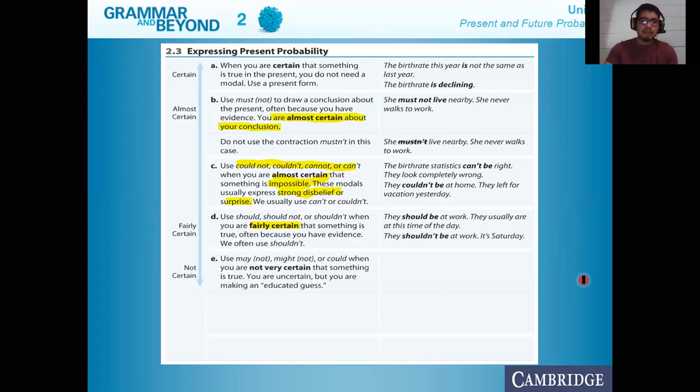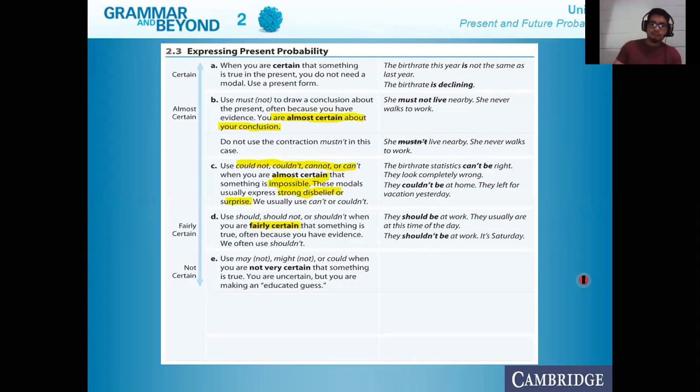Now we're going to move to the last level of the scale, which is not certain. We use may not, might not, or could when you are not certain that something is true. You are uncertain, but you are making an educated guess. What's an educated guess? In this case, we're talking about a 50-50 chance. You may be certain, you may not be, but you are making an educated guess. This means that probably you want to throw your 50 cents into the opinion. What do I mean by that? It's an idiom: you want to throw in your opinion, and maybe it's right or maybe it's wrong.